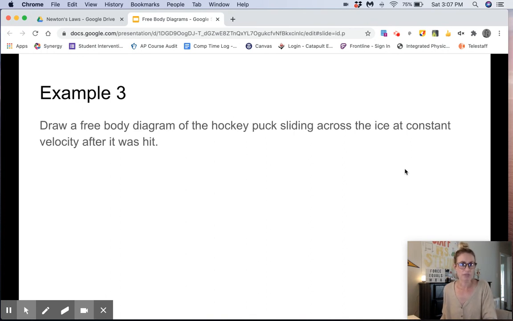Example number 3, we have: draw a free body diagram of a hockey puck sliding across the ice at constant velocity after it was hit. So again, here's my hockey puck. I know, it's very beautiful. I'm a very good artist.